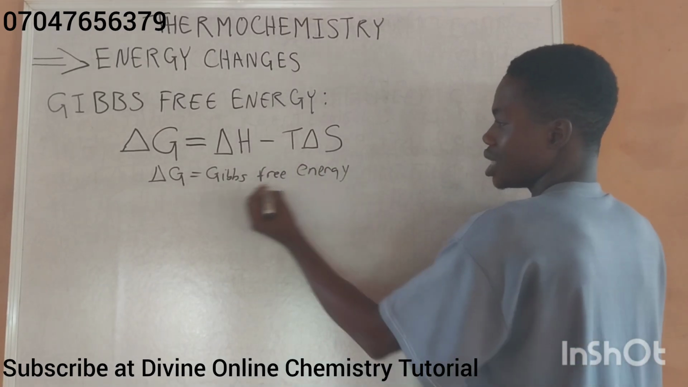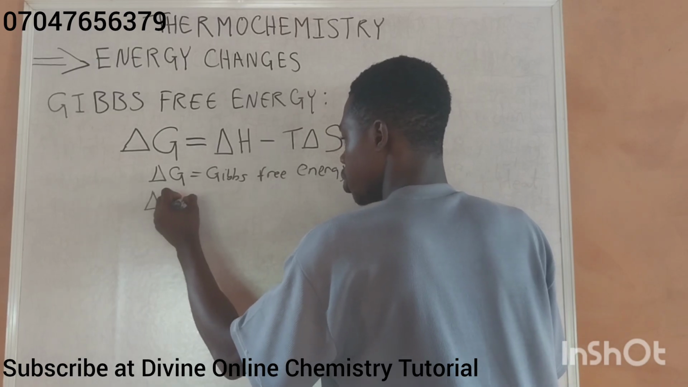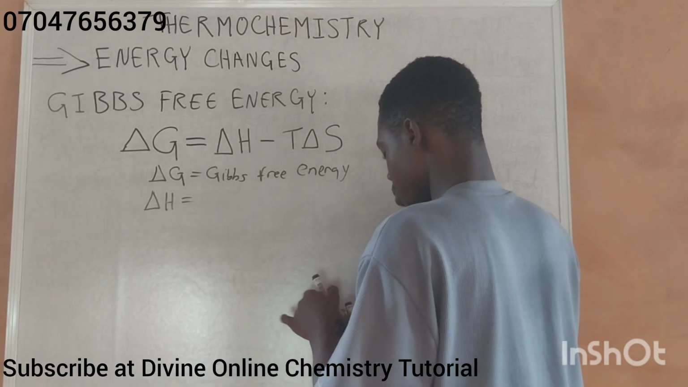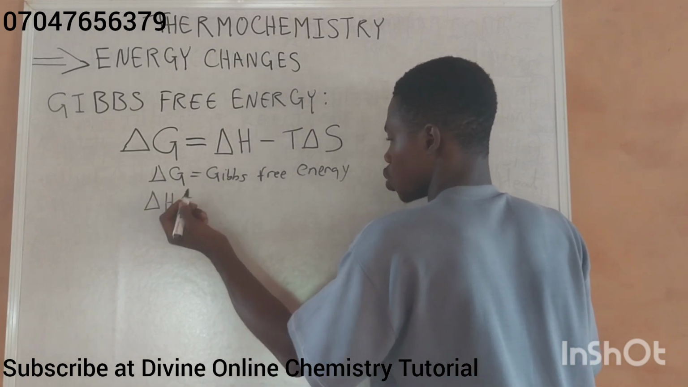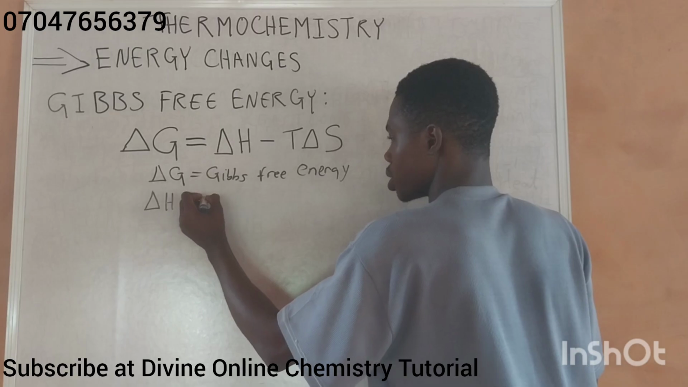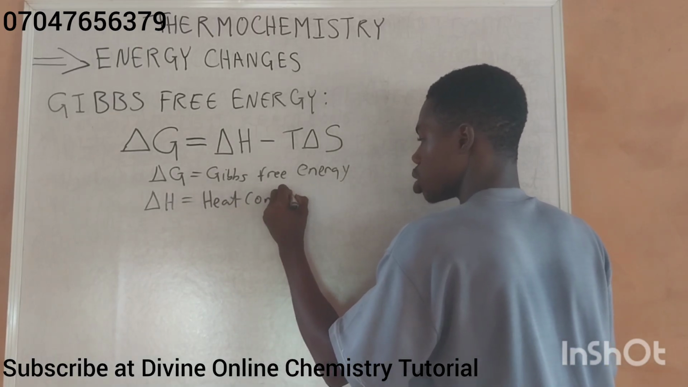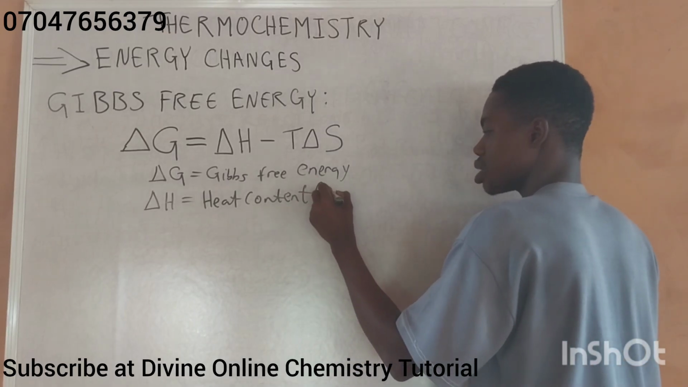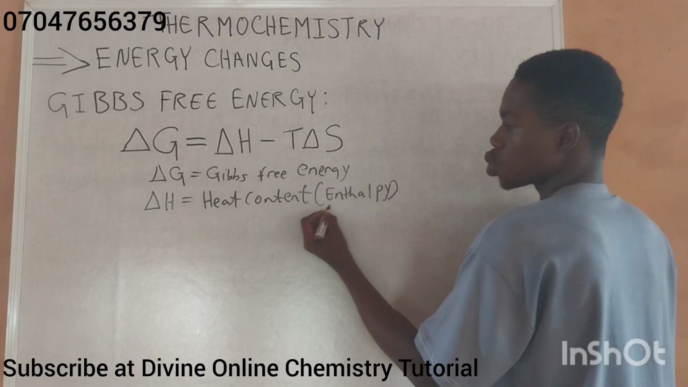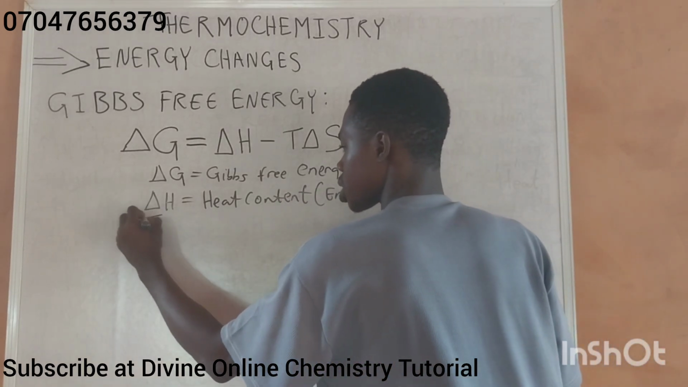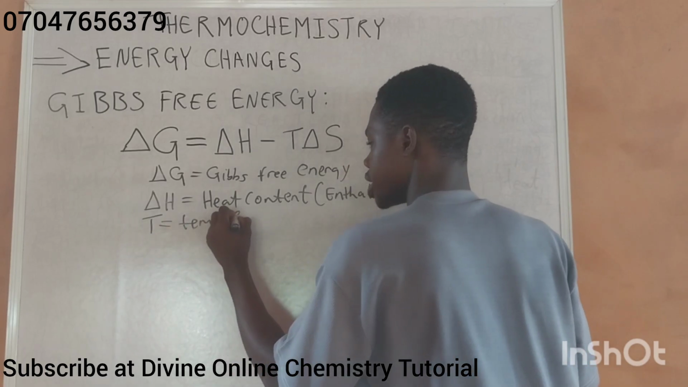So please take note of this. Delta G is the Gibbs free energy, whereby delta H is equal to heat content, also known as enthalpy. So delta H is also equal to heat content, also known as enthalpy. So please take note of this, whereby T is equal to temperature, temperature in Kelvin.